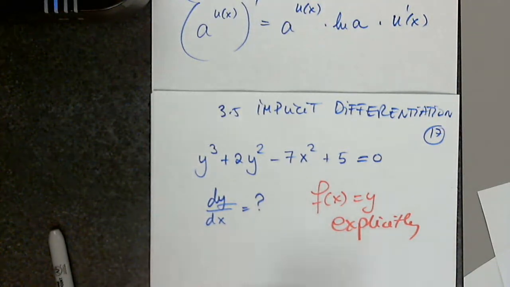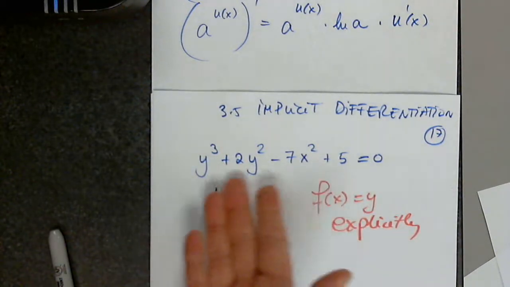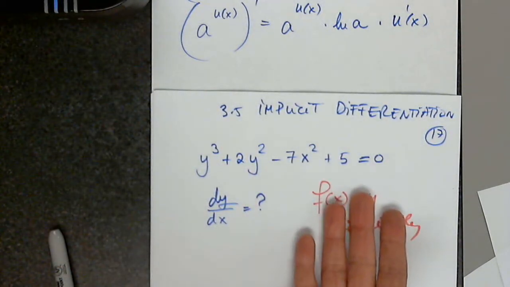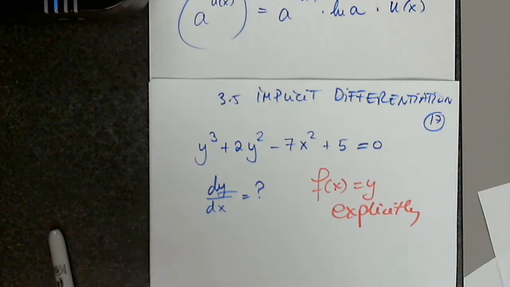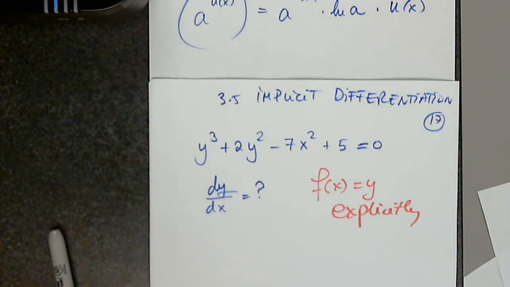Even if I cannot give you y explicitly because I have no way of solving this equation, we can still find dy over dx. Or to be exact, an expression for dy over dx. It will depend on y. But I will have an expression for the derivative.